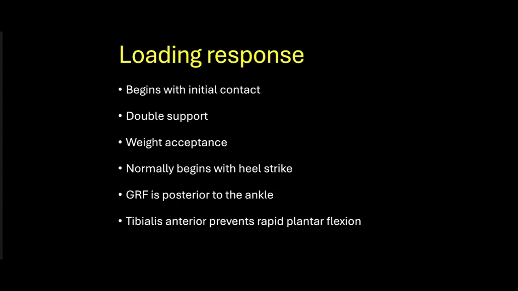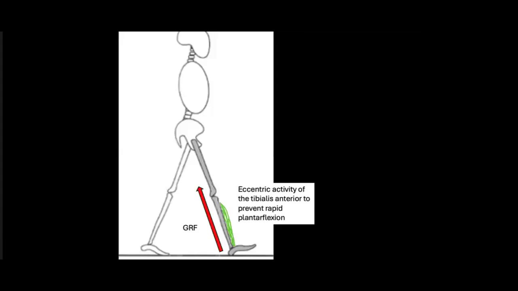So this is a variant of the double support period, wherein there is a period of weight acceptance, as we have discussed. Here the ground reaction force passes posteriorly to the ankle joint during loading response. And at this phase of the gait cycle, the tibialis anterior works eccentrically in order to prevent rapid plantar flexion of the foot. So here the GRF passes posteriorly to the ankle, and the tib ant is working eccentrically to gradually allow the foot to land very gently on the ground. This, we should all remember, is a passive movement, and it is controlled by eccentric activity of the tib ant.